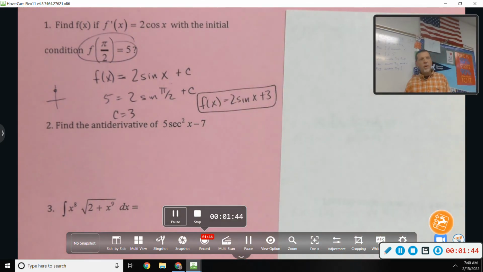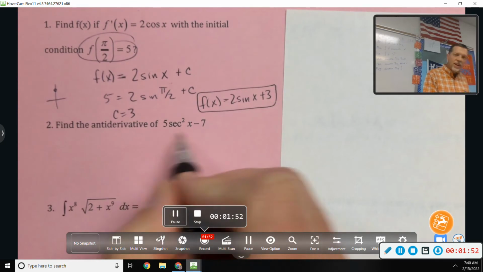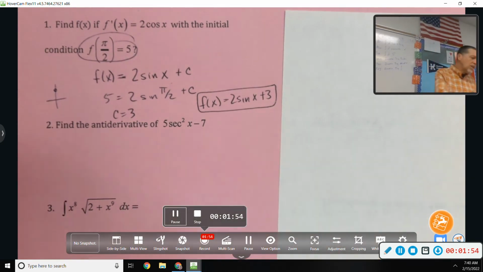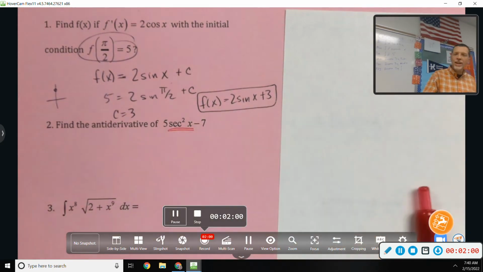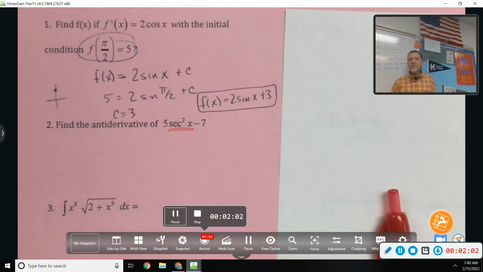Again, that kind of problem has been on the last 2 tests. It will continue to be on pretty much all the tests from here on out. Number 2, find the antiderivative of this. Some of you looked at secant squared and thought, oh no. Most of you, I hope, looked at secant squared and thought, wait a minute. Secant squared, that's a trig function that we know, or that we should know.